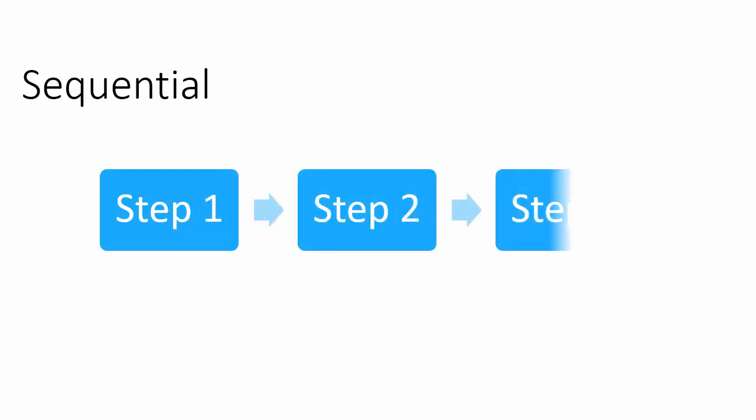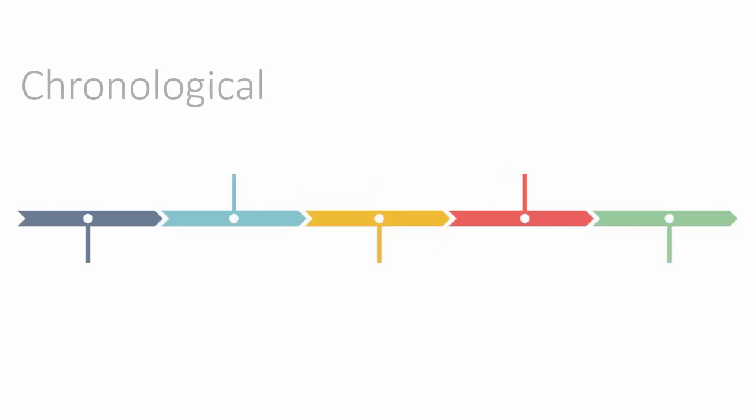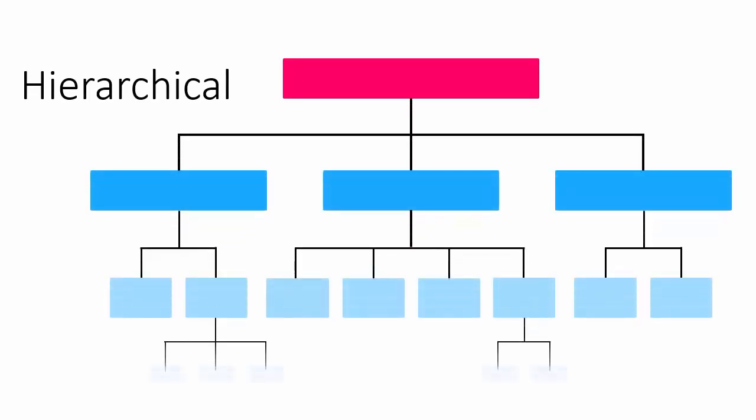The sequential pattern follows a logical progression or describes events in order, such as steps in a process. Or a chronological pattern where each main section of information represents a particular time period. A hierarchical pattern is an arrangement of items in which items are represented as being above or below or at the same level.